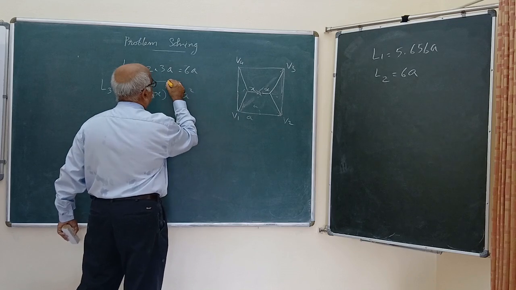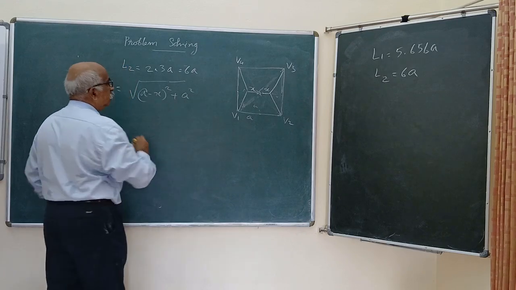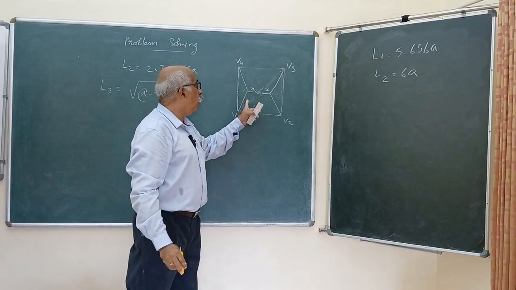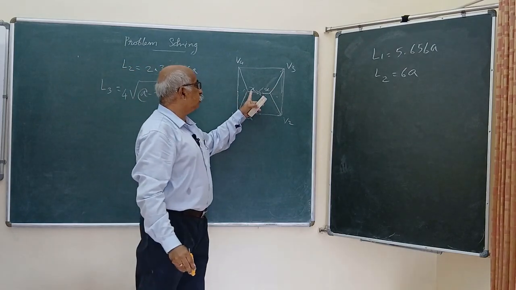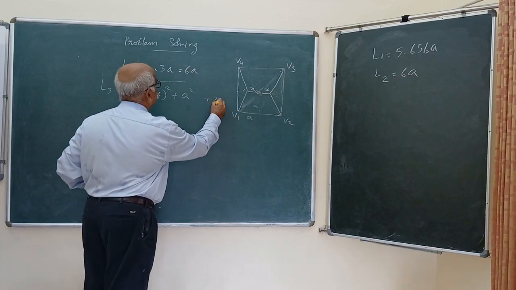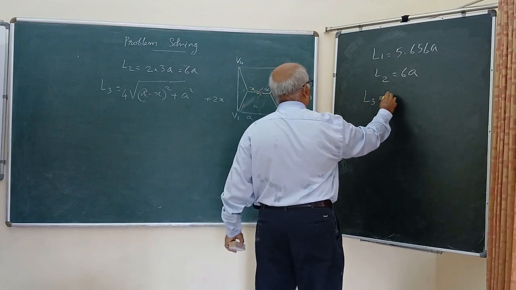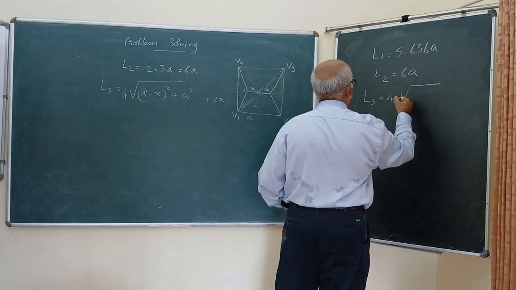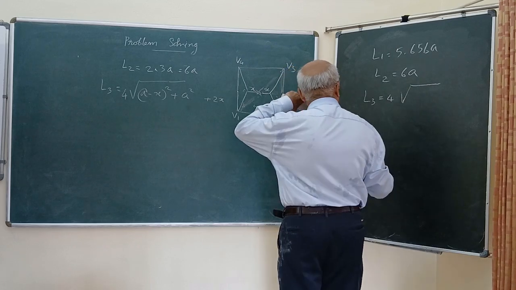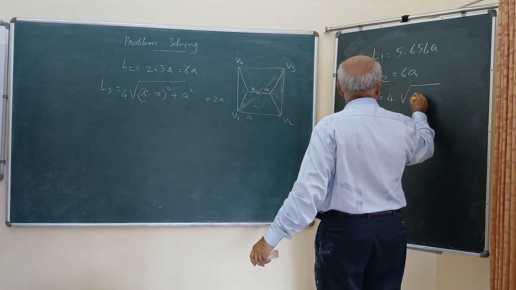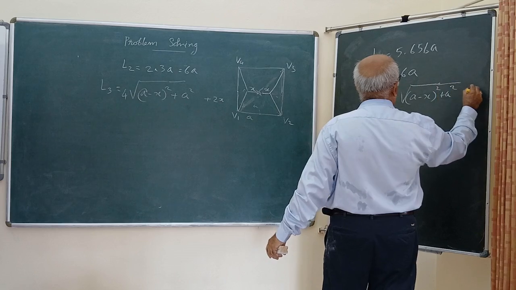This is a. In this right angle triangle, this distance is this much. How many such distances are involved? 1, 2, 3, 4. 4. And the shared part x is counted twice, so plus 2x. That is, L3 is equal to 4 times the square root of (a minus x) square plus a square, plus 2x.